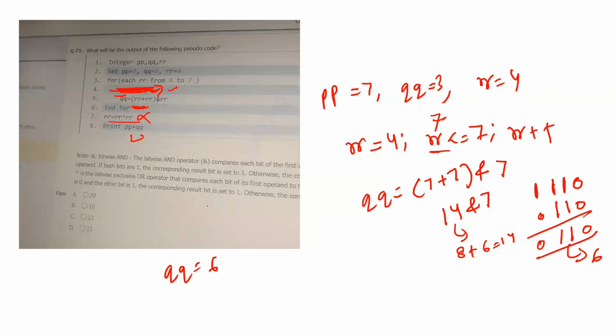The PP value is what? 7. So 7, and the QQ value is 6. So 7 plus 6, 13. Option C will be the correct answer for this particular question. I hope that makes sense. I hope that is clear.